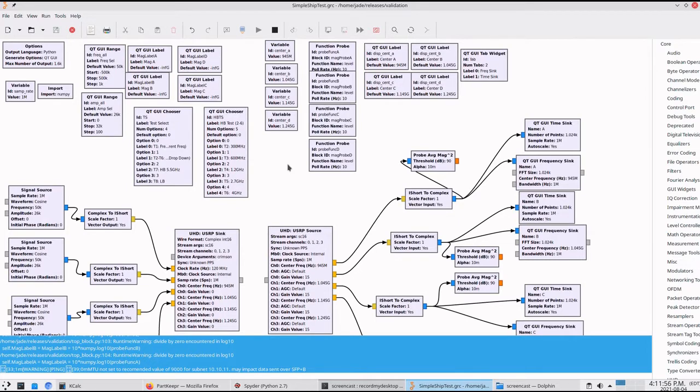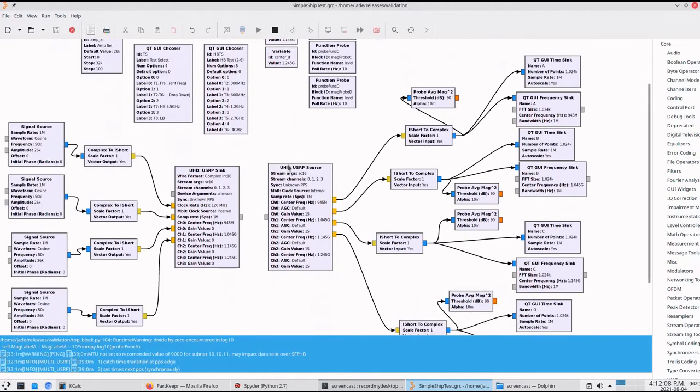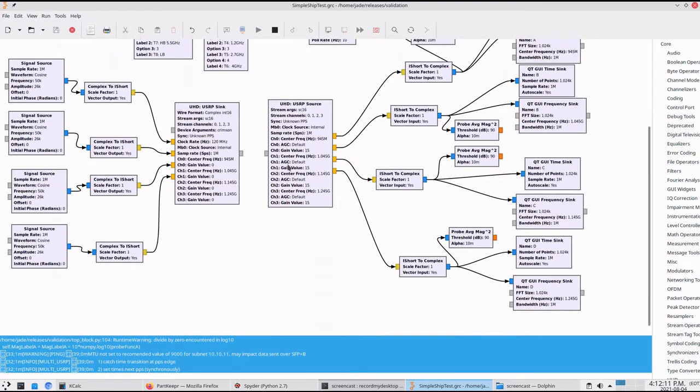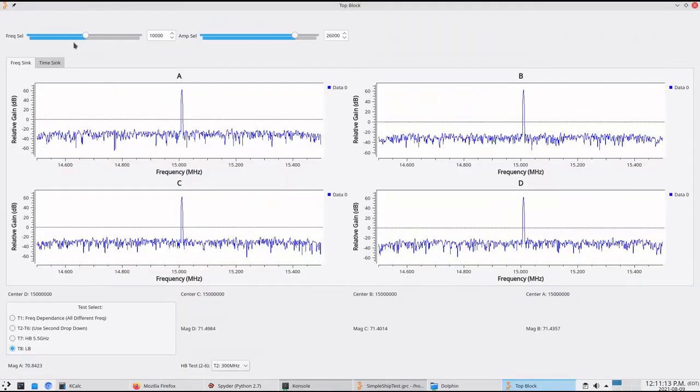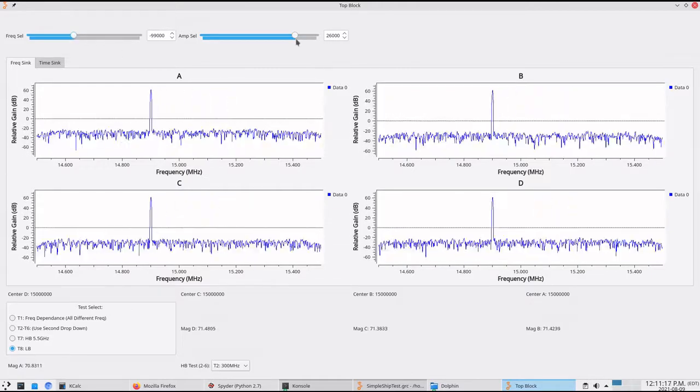The signal is physically fed to our receive channels A to D using SMA cables on the front of the unit, and in GNU Radio, we are able to access all four receive channels using the UHD USRP source block and process each channel's signal in the frequency and time domain. When the program executes, we are able to see our signal in the frequency domain.